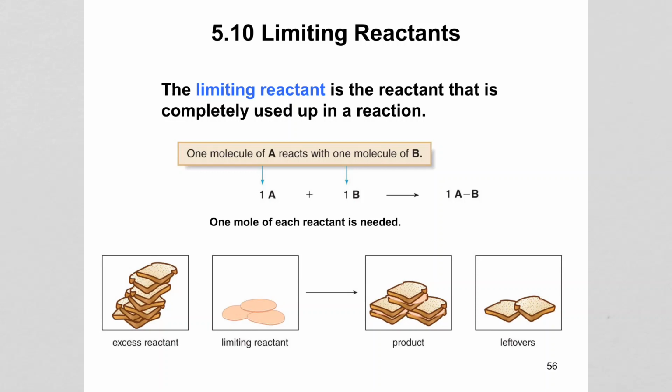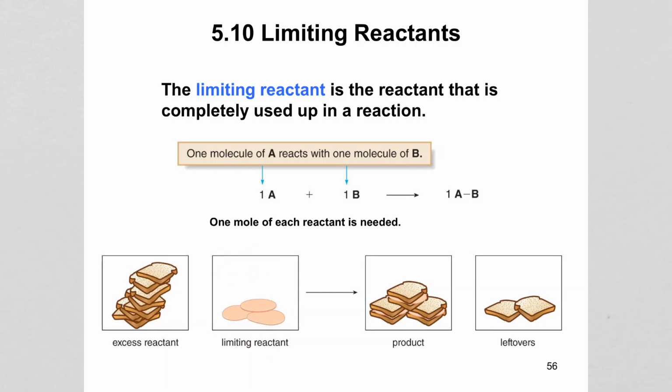You have many slices of bread, I don't know how many, a bunch of them, and you only have 3 slices of ham. If you're making ham sandwiches, then you're able to only make 3 sandwiches, because you're limited by this, not by this. So that means that you're going to have leftover bread, and your ham is going to be completely used up. So after you make that 3rd sandwich, you're pretty much done. That is what it means to be a limiting reactant.